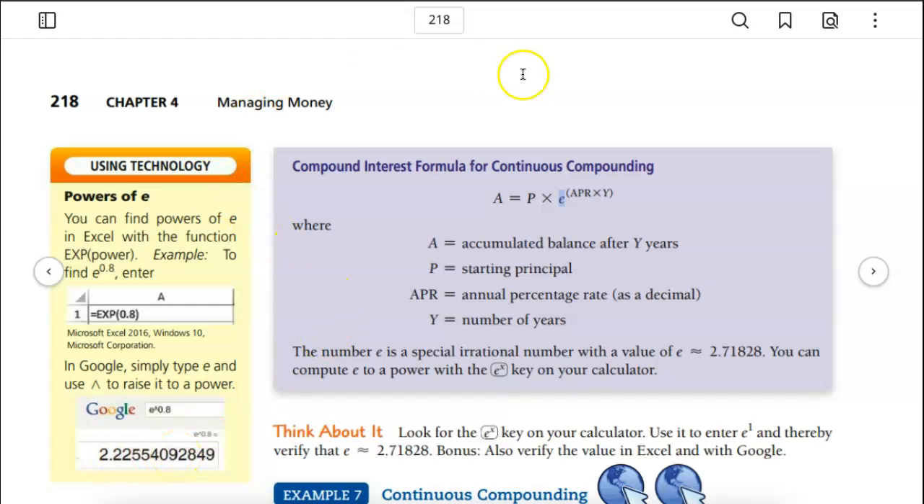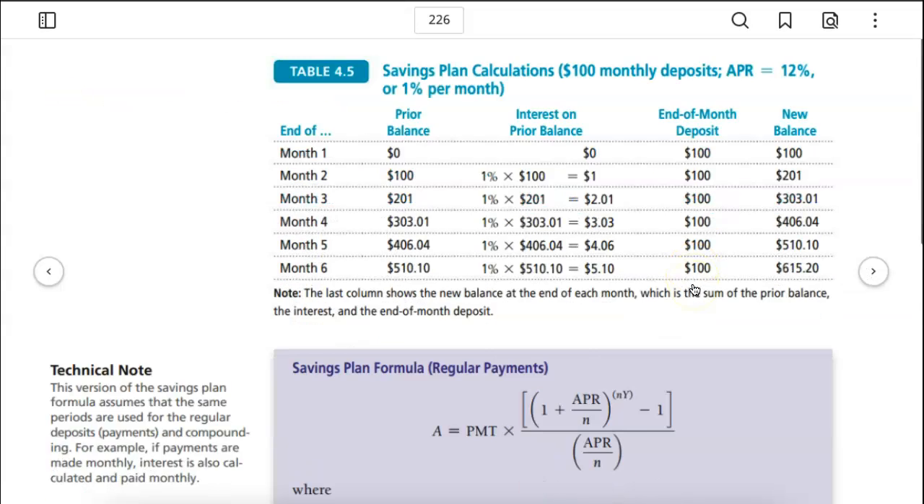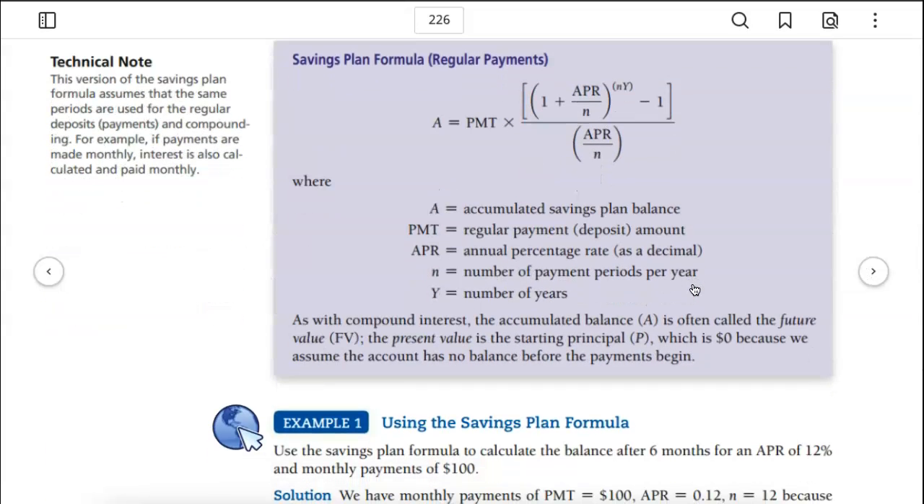Let's see, up next, a section starts on page 225. Again, there's an overview video I highly encourage you to watch. On the next page, there is the start of a formula here, the savings plan formula with regular payments. Even though that formula looks even more involved, remember, we are adding on layers each time with these formulas. Still, the idea is that we're taking compounded interest and we're trying to see how much money we could save as we add payments even to a savings account, for instance.